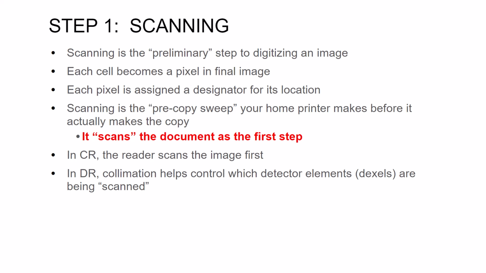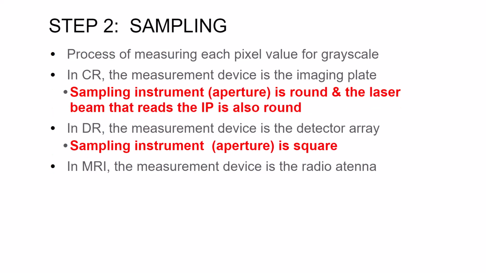In CR, the reader scans the latent image first. In DR, collimation helps control which detector elements, or dexels, are being scanned and sampled. Step 2 is sampling. In this step, the intensity of radiation is measured by a detector. In DR, the sampling aperture is square, and the samplings are adjacent. In CR, the sampling aperture is round, and the samplings overlap.